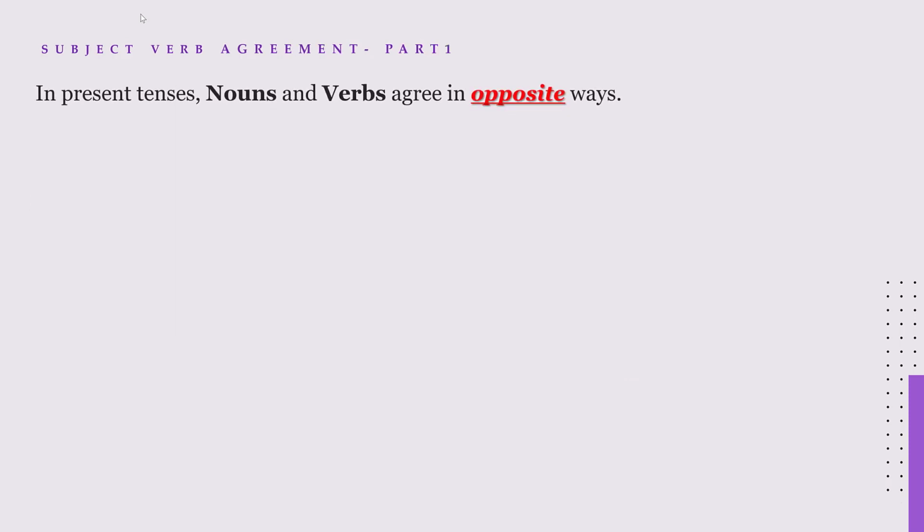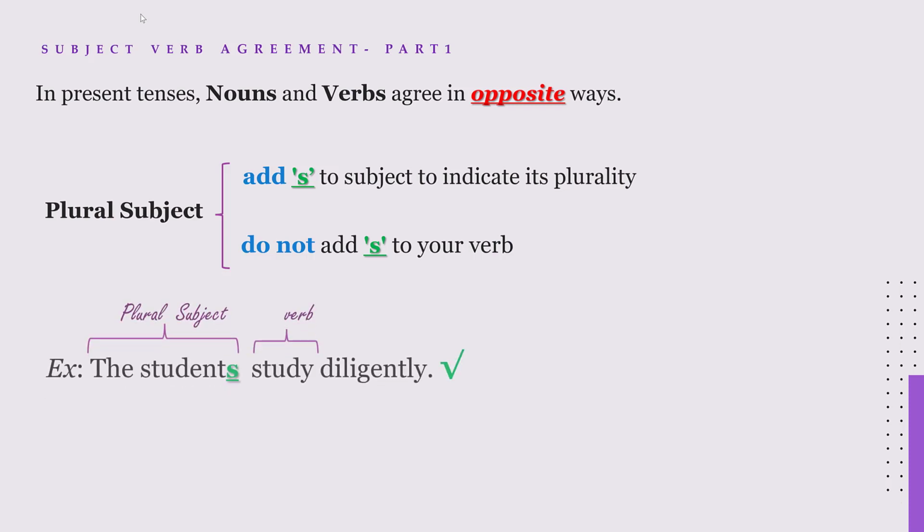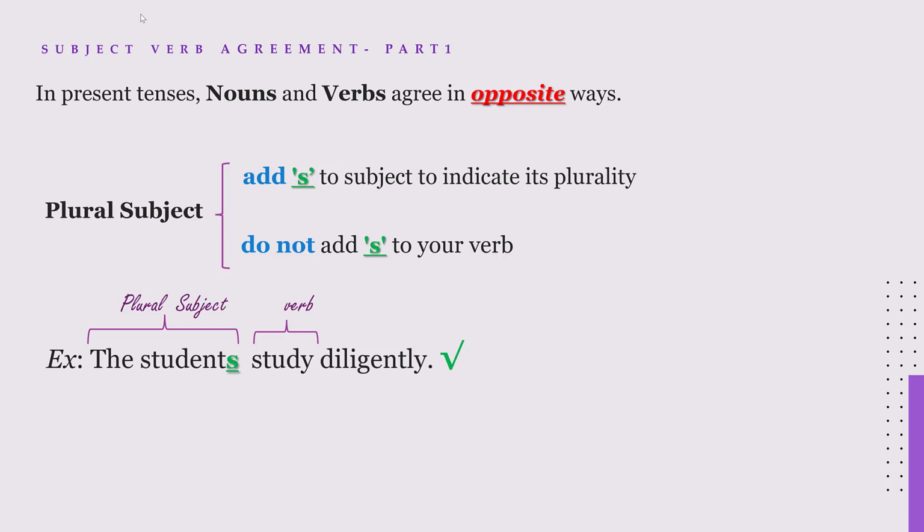In present tenses, nouns and verbs agree in opposite ways. It means that if your subject is plural, you usually add s to show that the subject is plural, but you don't add s to your verb. The students study diligently. We don't say the students studies diligently.